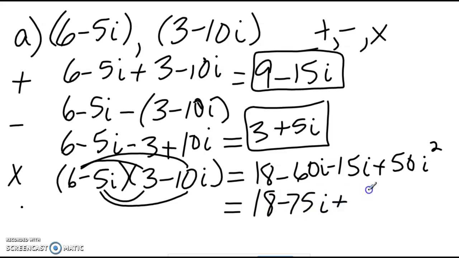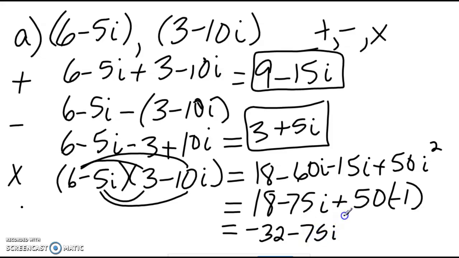And then I know that I squared is a negative 1. So I make that substitution. And a negative 1 times 50 will be a negative 50. That's a real part. I'm going to put that with the 18. What is a negative 50 plus 18? A negative 32 minus 75i. Whoops. Okay. There we go.